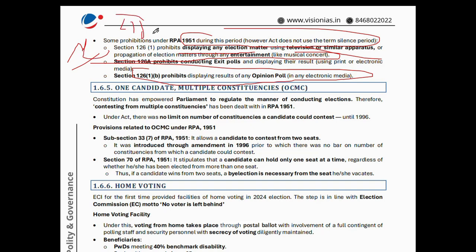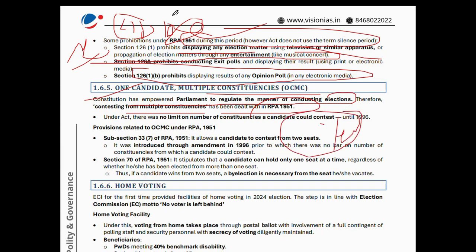The next article is one candidate, multiple constituencies. The Constitution has empowered Parliament to regulate the manner of conducting elections. Therefore, contesting from multiple constituencies has been dealt with in the Representation of People Act 1951. I think this question may be asked this year. Now the rule is that one candidate can fight an election on a maximum of two Lok Sabha or two Vidhan Sabha seats. But under this act, there was no limit on the number of constituencies a candidate could contest until 1996.